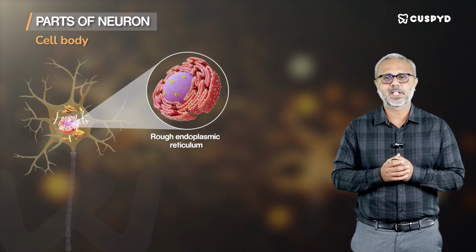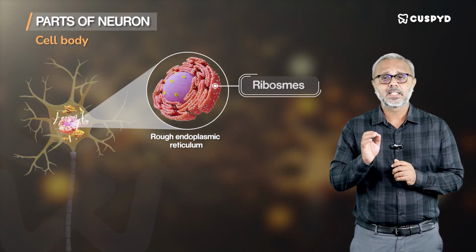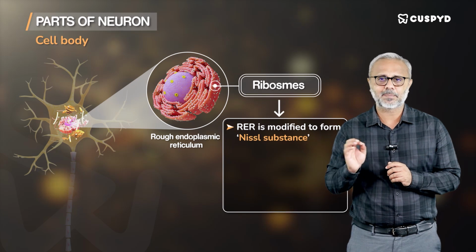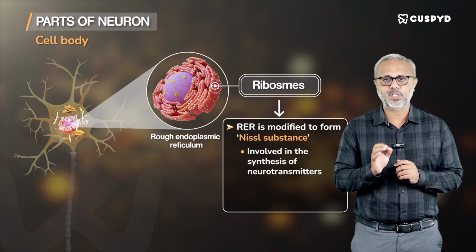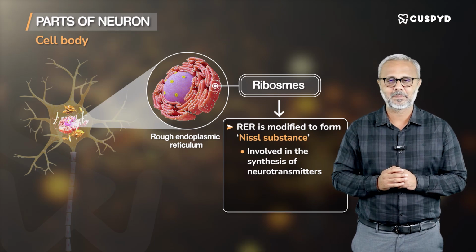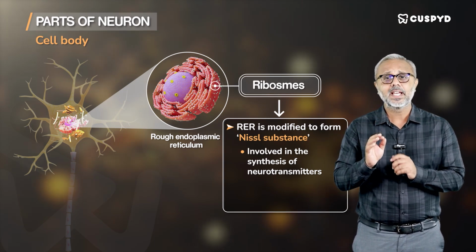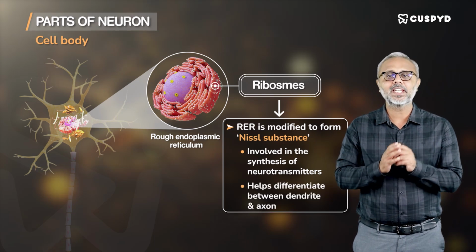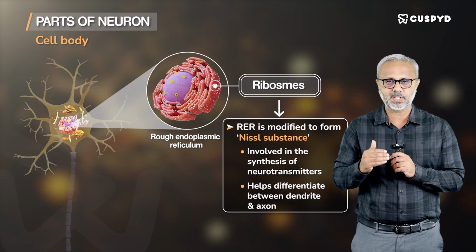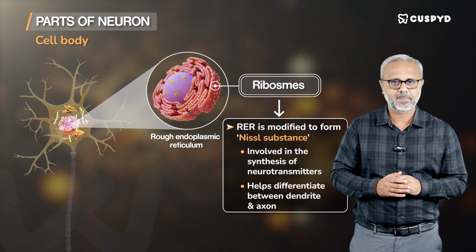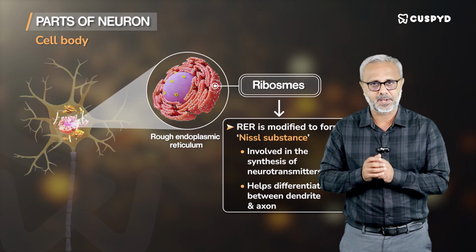The rough endoplasmic reticulum of a typical neuron is modified to form something called Nissl substance. This Nissl substance is involved in the synthesis of neurotransmitter. The importance of Nissl substance is also in helping to differentiate between a dendrite and an axon. So, when we talk about these two processes, we will discuss further. This is in brief regarding the cell body of a neuron.